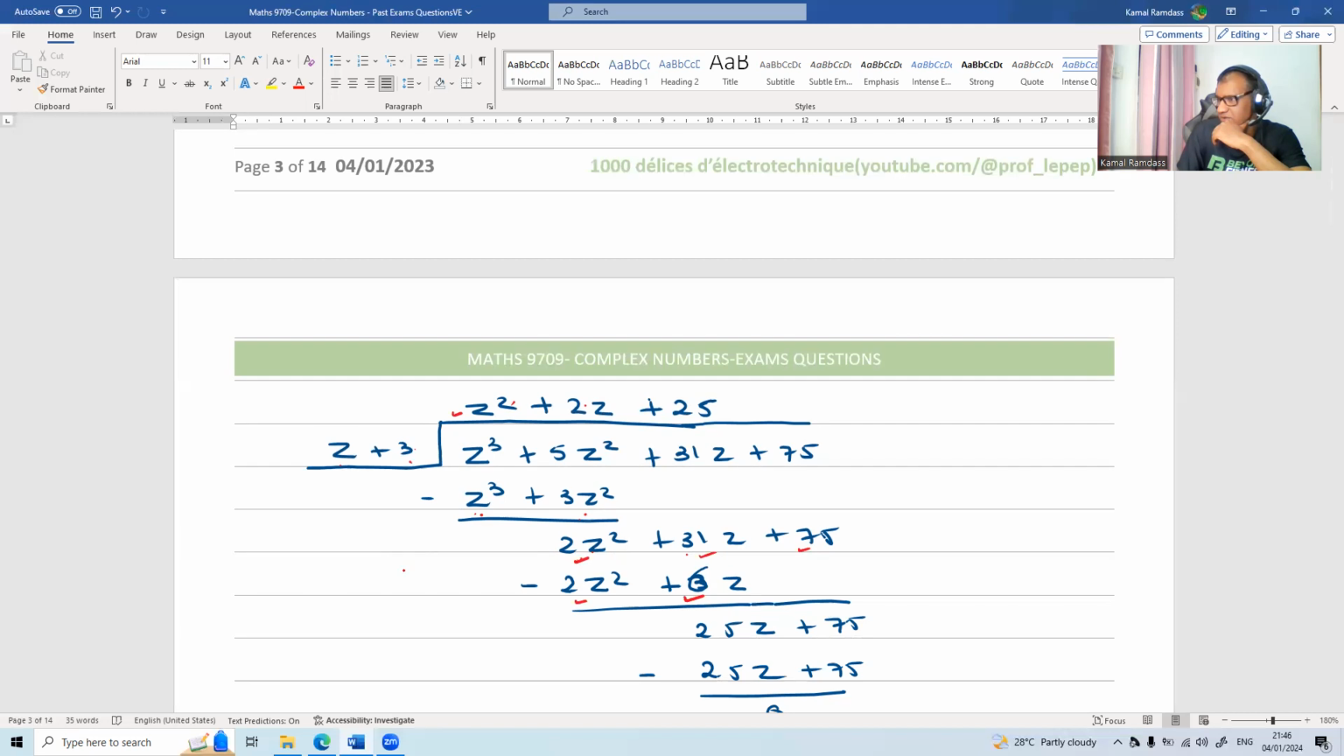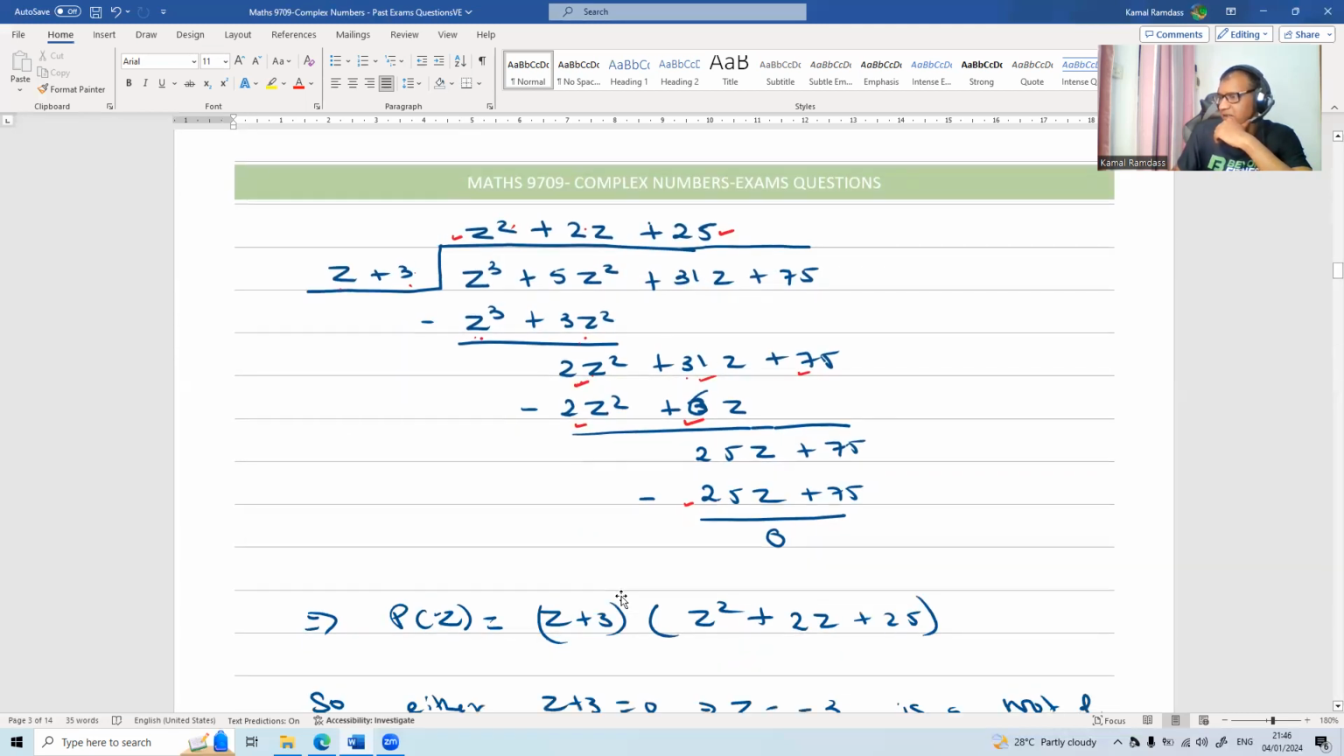Here you eliminate, of course. Here, 31 minus 6, I get 25z plus 75, 75 minus 0. And finally, I put 25 here. 25 times z, we get 25z. And 25 times 3, we get 75. And finally, 25z plus 75 minus 25z plus 75, we get 0. We confirm that z plus 3 is indeed a factor of z cubed plus 5z squared plus 31z plus 75. And the remaining quadratic factor in z is z squared plus 2z plus 25.